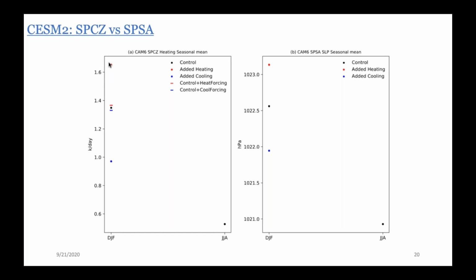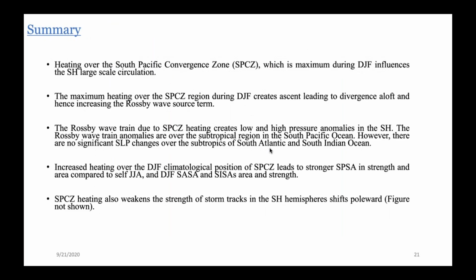So basically with more heating over the South Pacific Convergence Zone, we have an increase in sea level pressure strength. With the cooling, we have a decrease of sea level pressure associated with the subtropical anticyclone in the South Pacific. So in summary, heating over the South Pacific Convergence Zone, which makes DJF, influences the southern hemisphere large-scale circulation, especially the South Pacific anticyclone.